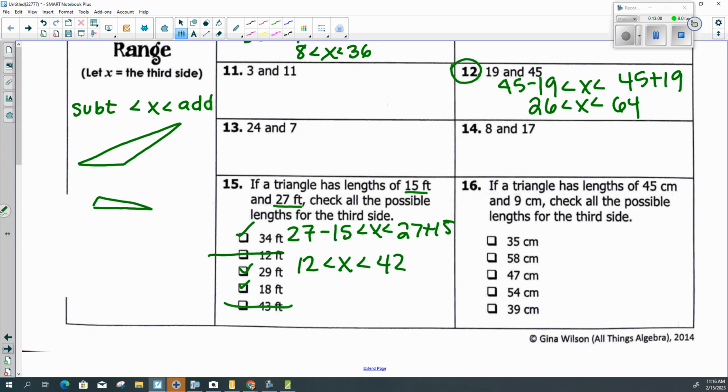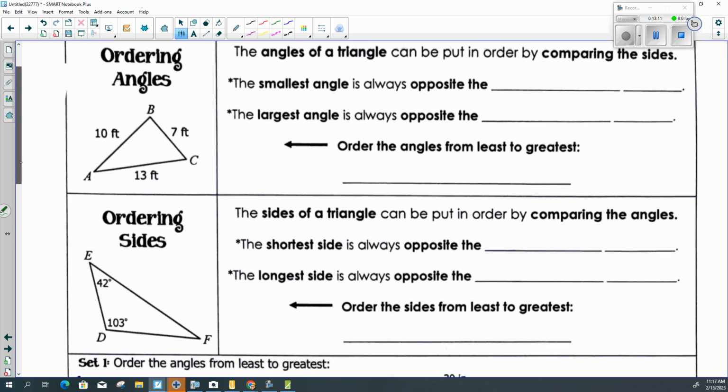Okay, let's go to the back. I like these ones.